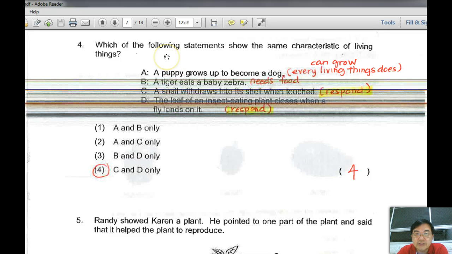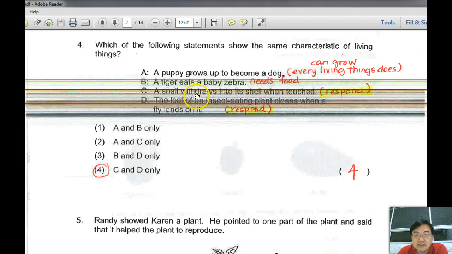Now which of the following statements show the same characteristic of living things? A puppy grows up to become a dog. When it says same, which is A the same as B, or A same as C, or A same as D? Okay, which of the following is the same? Now puppy grows up to become a dog. Okay, it says can grow. Okay, living things can grow. Second one says living things need food.